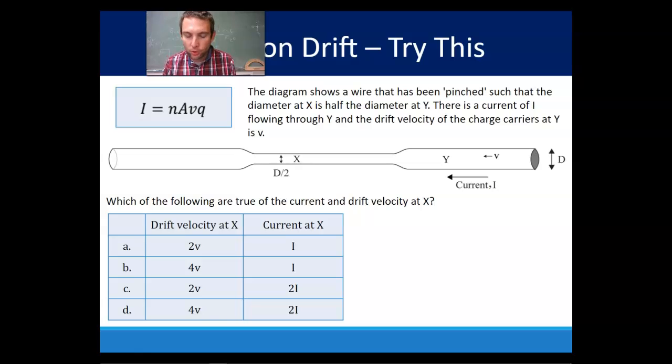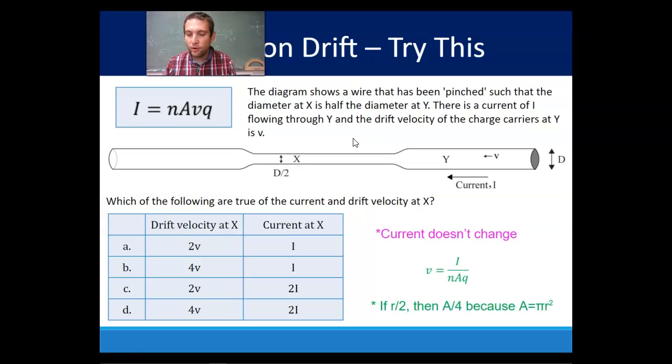All right, here's another one with electron drift. Try this. Multiple choice. Which of the following is true of the current and drift velocity at x? Pause the video. Think about it. Work it out if needed. All right, here we go. Current is not going to change. So v equals I over N A q. If we're looking at half of the radius, then the area is going to be a quarter, because area is pi r squared.